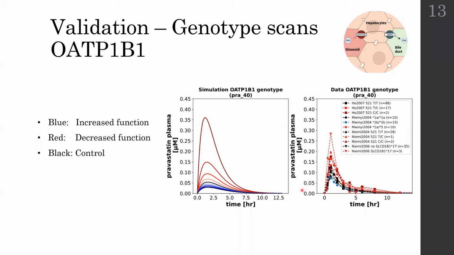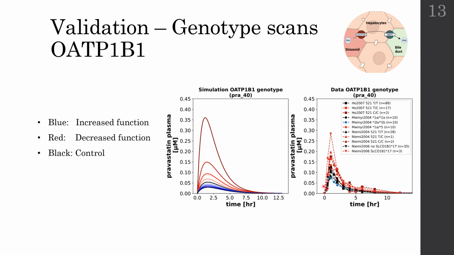So what you can see here is the comparison between the model simulation, which is the panel on the left, and the study data reported in the studies shown in the legend, which are depicted in the panel on the right. And the model predicts that a genotype resulting in decreased OATP1B1 function, which is depicted in red, will result in an increase in AUC and plasma pravastatin concentration, whereas an increase in function, which is depicted in blue, will result in a decrease in AUC and plasma pravastatin concentration.